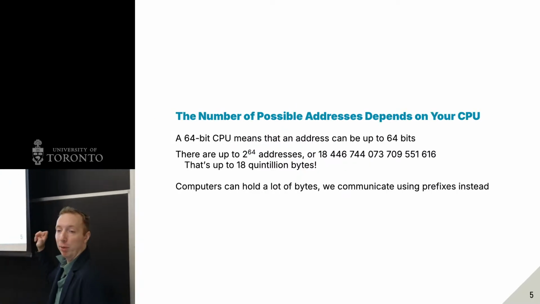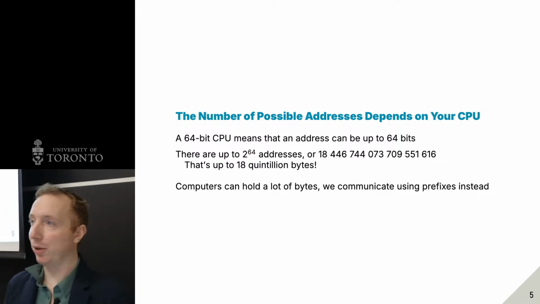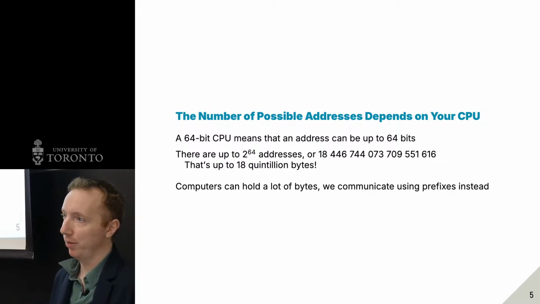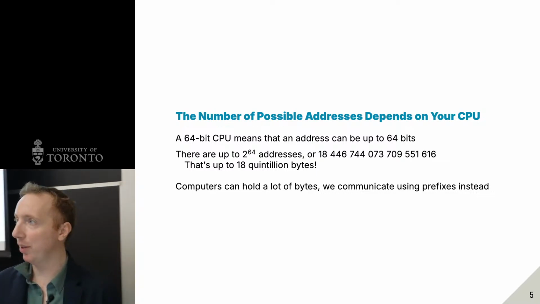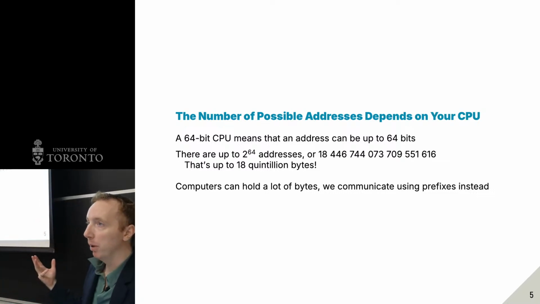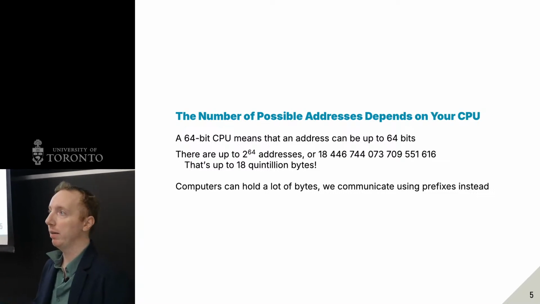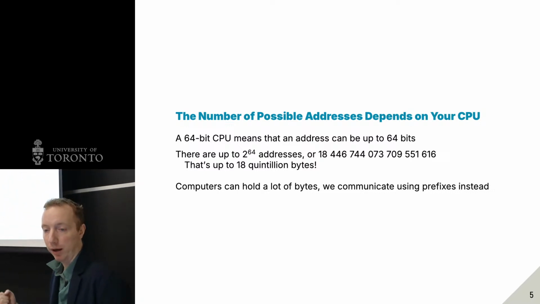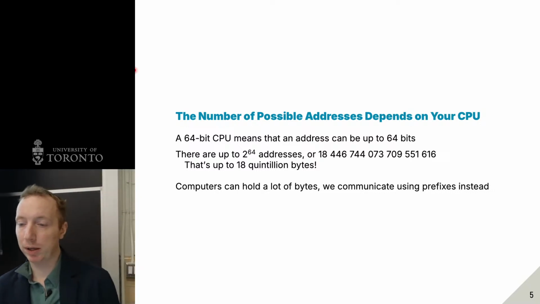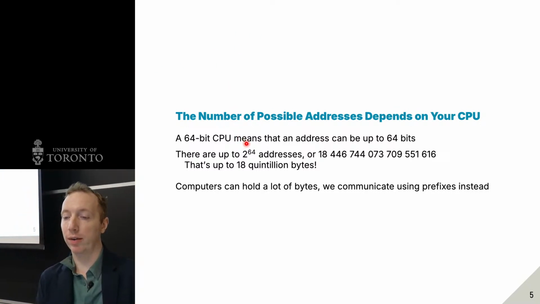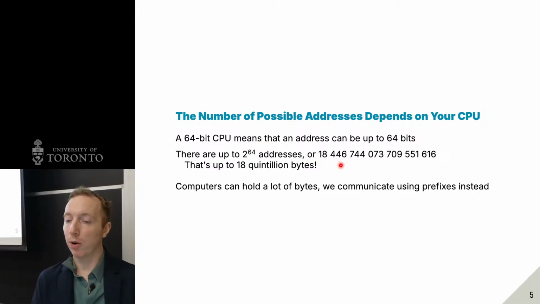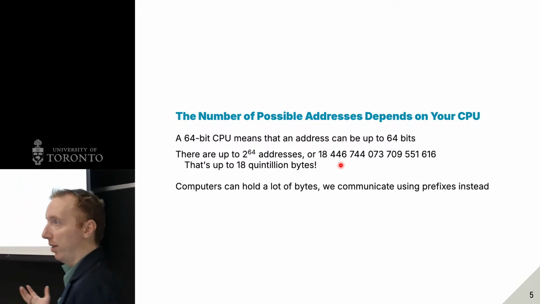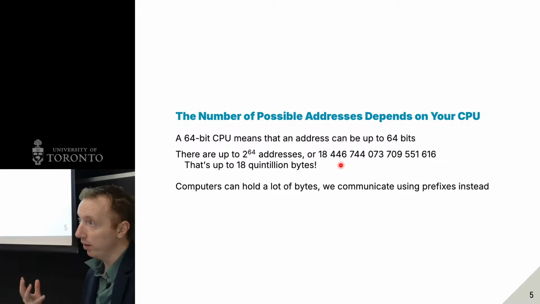So the number of possible addresses depends on your CPU. You might have heard the term, I have a 64-bit CPU, or my phone has a 64-bit CPU. Pretty much every single CPU these days is a 64-bit CPU. But specifically, what that means is how many bits are used for one individual address. So if I have a 64-bit CPU, that means there are 2 to the 64 possible addresses, or 18 quintillion bytes I can actually address using my CPU, which is a lot of bytes, as you might imagine.